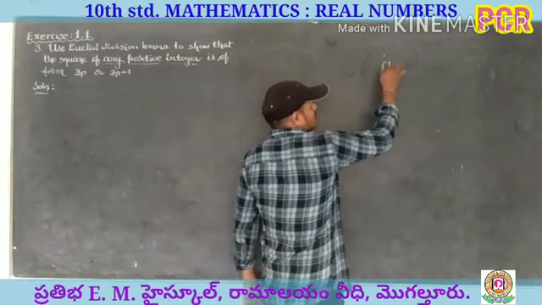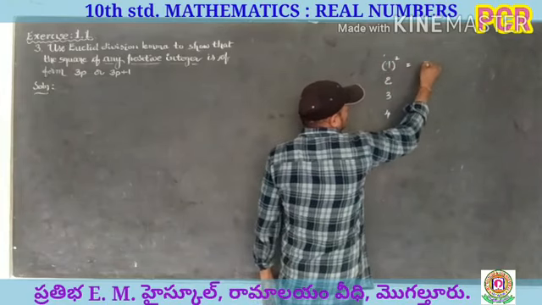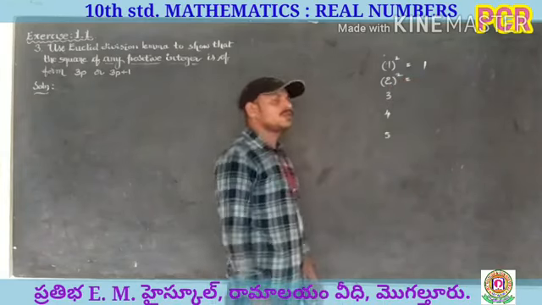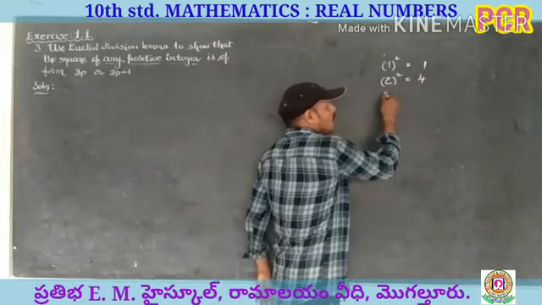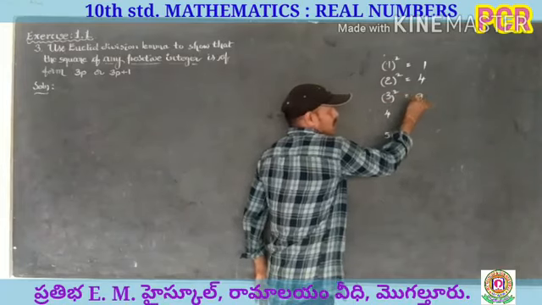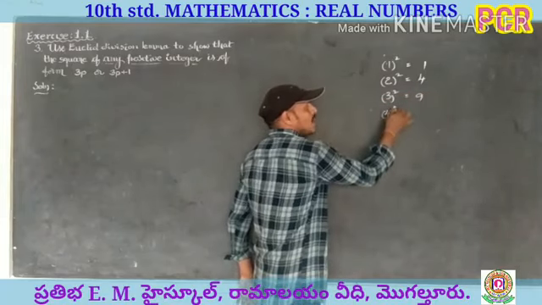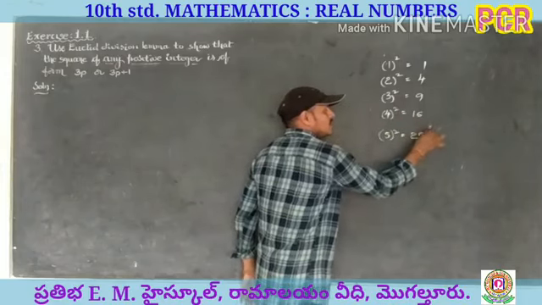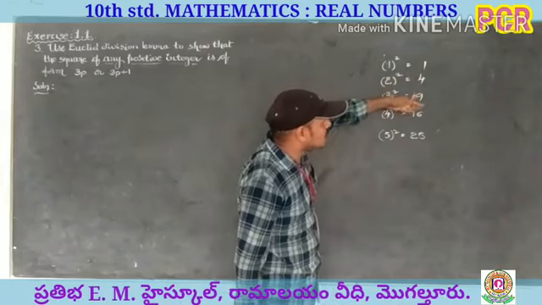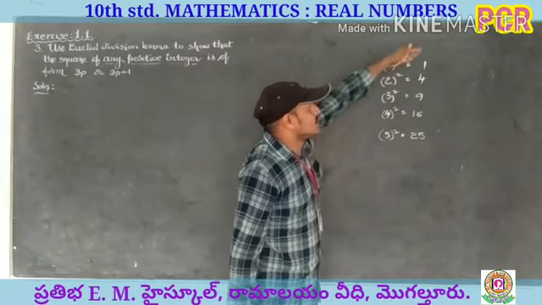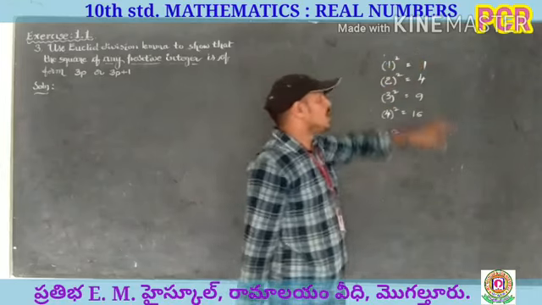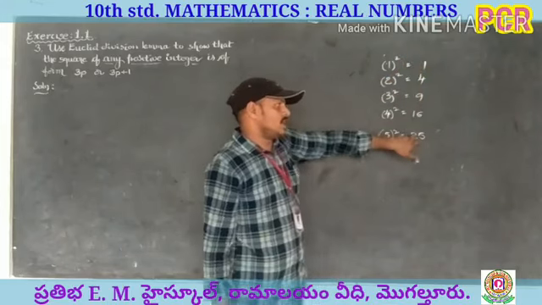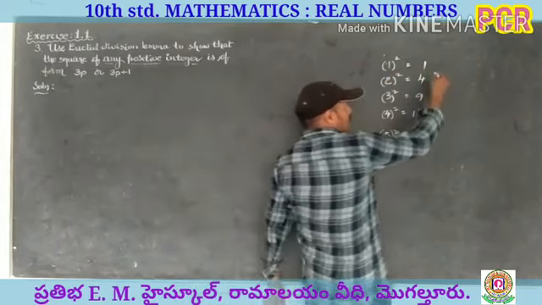The square of the positive integers: 1 square is equal to 1, 2 square is equal to 2 2s are 4, 3 square is equal to 3 3s are 9, 4 square or 4 4s are 16, 5 square or 5 5s are 25. So these are the squares of the positive integers. If we divide these squares of positive integers by 3, how can we write?